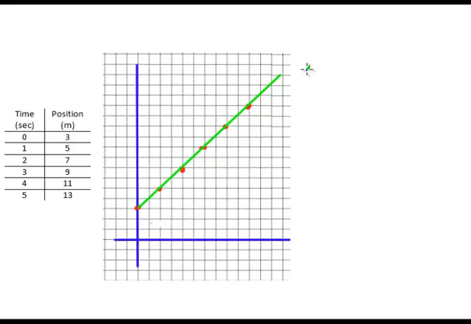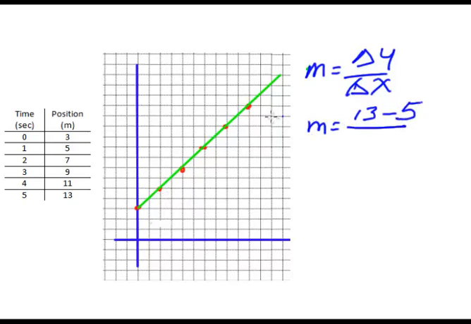We know that the slope is going to be equal to the change in y over the change in x. So in this case, let's pick a couple points here. Again, let's use this one and this one. So this one will be 13, and this one here is 5, and here the time was 5, and here the time is 1. So now we have 8 over 4, which of course ends up being 2.